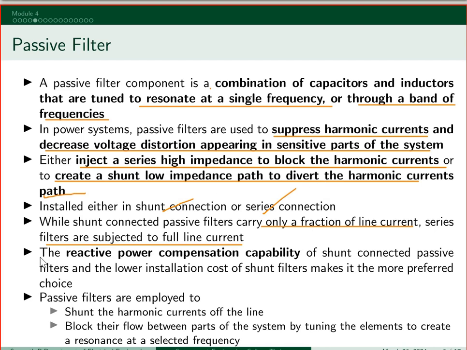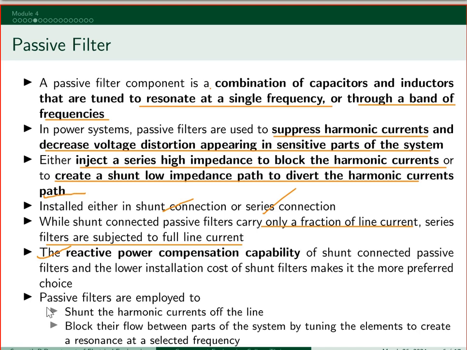Now the filters also provide additional reactive power compensation capability, which is also an additional feature when you are going for a passive filter, because you have capacitors present. So these capacitors can provide additional reactive power to compensate for the reduction in power factor due to the operation of the different loads.